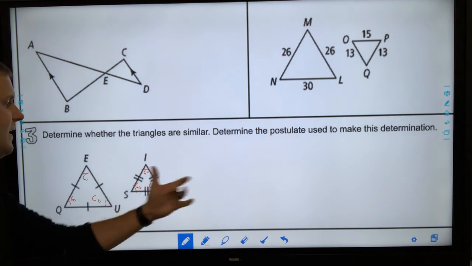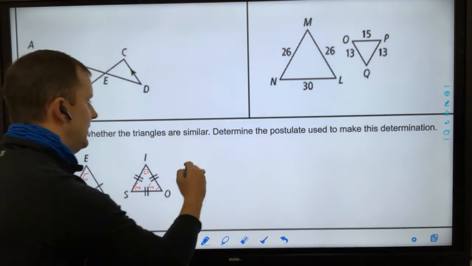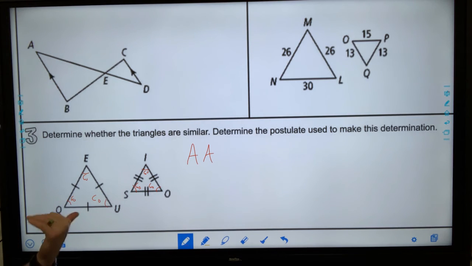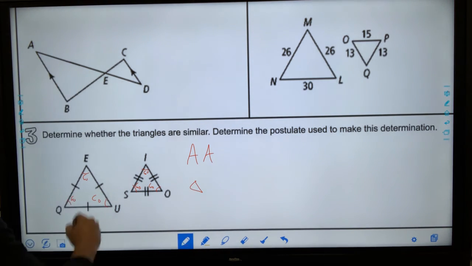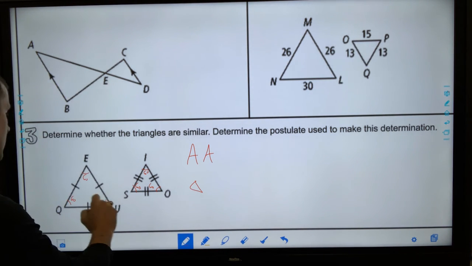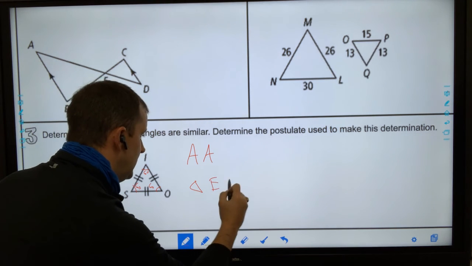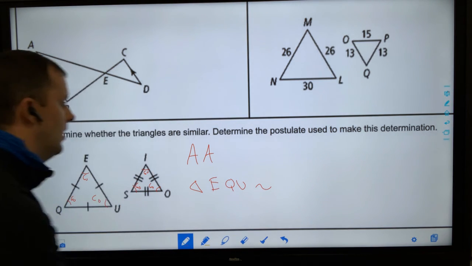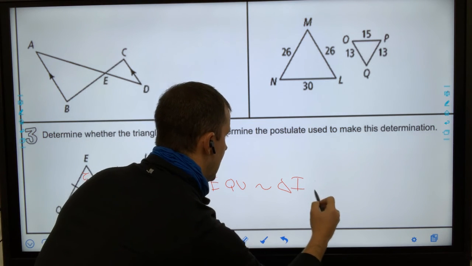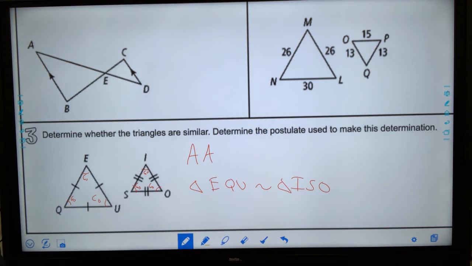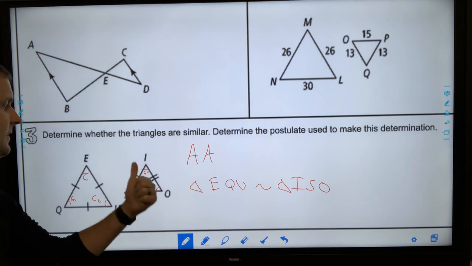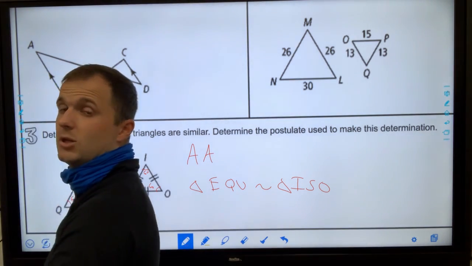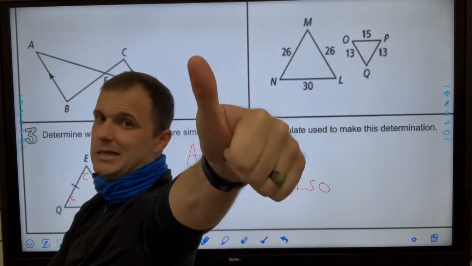So I can prove that these two triangles are similar because of the angle-angle similarity postulate. So now when I write my similarity statement, I can do triangle EQU, I'll go ahead and do it that way, EQU is going to be similar to ISO, so triangle ISO. So with that being said, ladies and gentlemen, that proves that these two triangles are similar because of the angle-angle postulate, okay? So good luck proving the similarity.